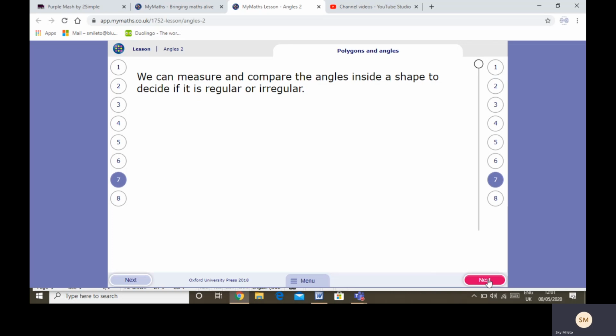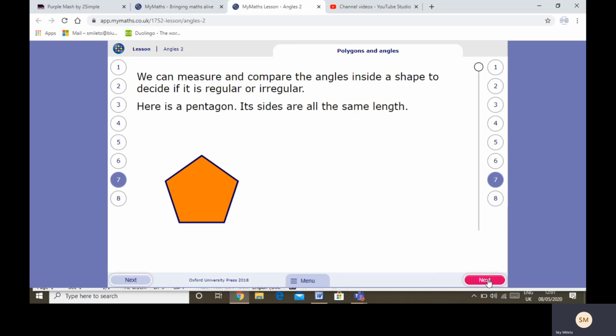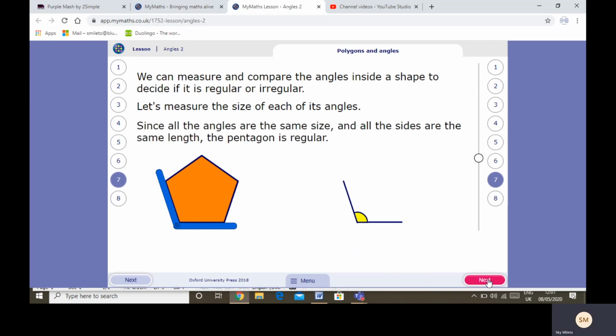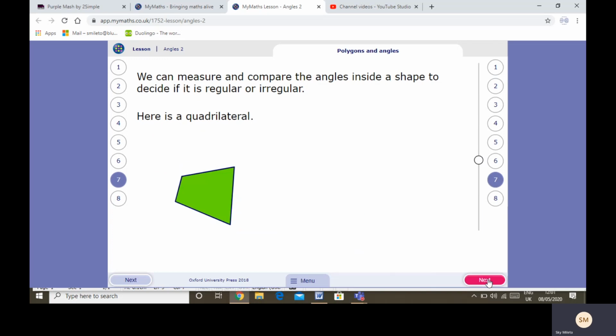We can measure the angles to check whether it's regular or irregular, okay? Because if the angles are all the same size, then we know it's regular. So as well as measuring the sizes of the lines to check it's regular, we could also do the angles. Let's have a look at this pentagon. Every single side is being measured. Do you think it's regular or do you think it's irregular? Have a look at the angles. Do they look different or do they look the same? I'm hoping you all knew it was regular. All the angles are the same size because all the lengths of the sides are the same.